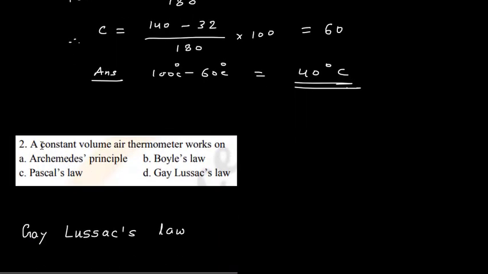Now the second question is: a constant volume air thermometer works on. So volume is constant. So we know this is Gay-Lussac's law. At a constant volume, your pressure is directly proportional to temperature. So this is Gay-Lussac's law.